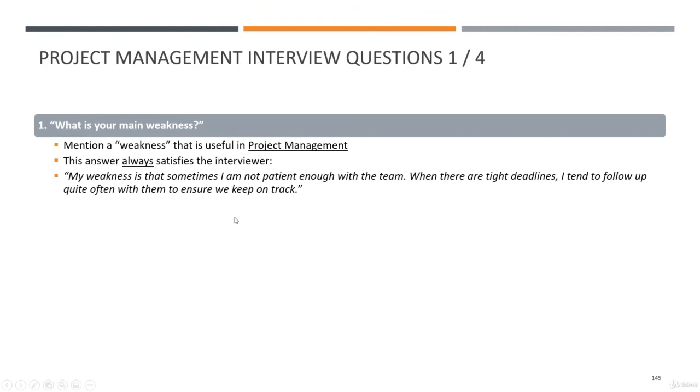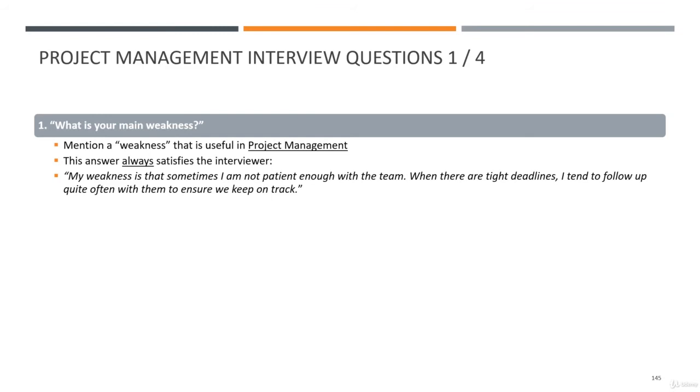My weakness is sometimes I'm not patient enough with the team. When there are tight deadlines, I tend to follow up quite often with them to ensure we keep on track. So you are saying, oh yes, I'm not patient. Of course, you have to wrap that up by saying, I like to work with the team. I give them positive feedback, so they know that you're not going to be hated by the team.